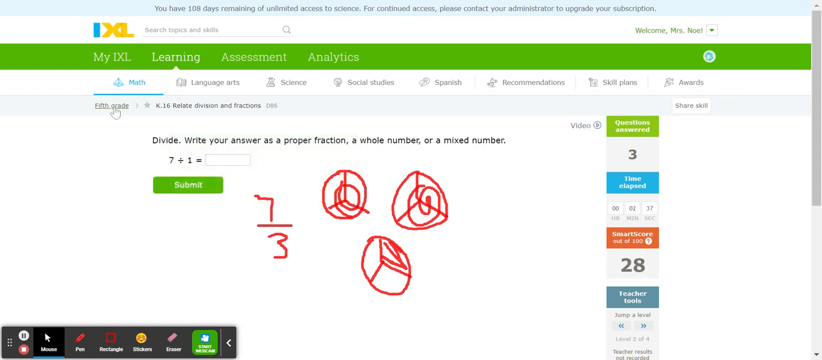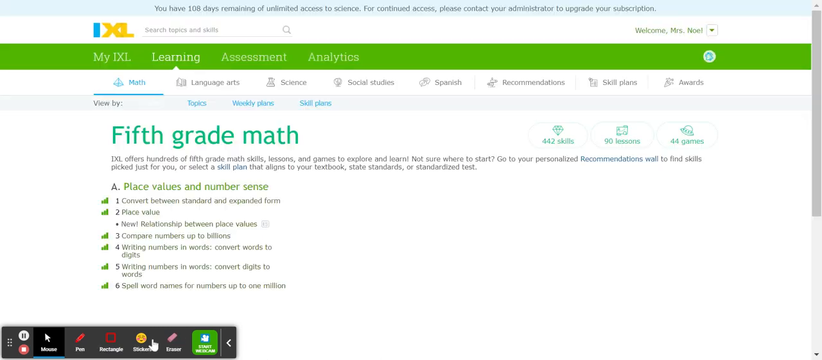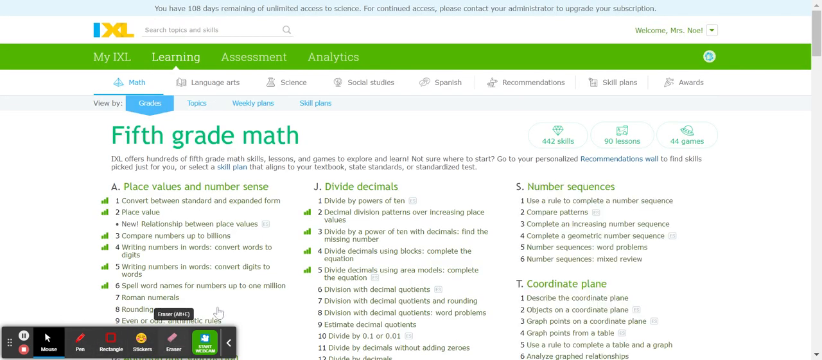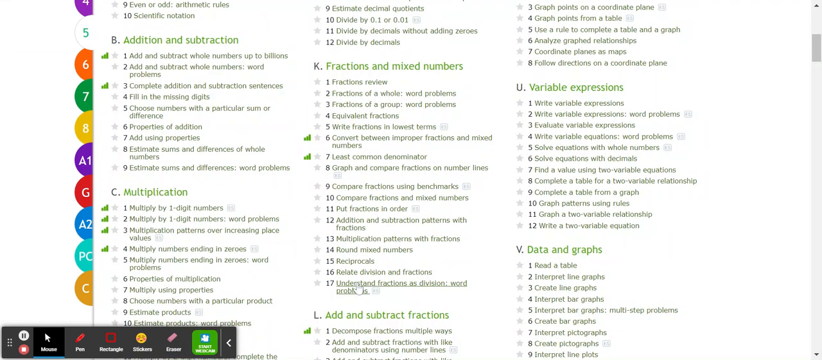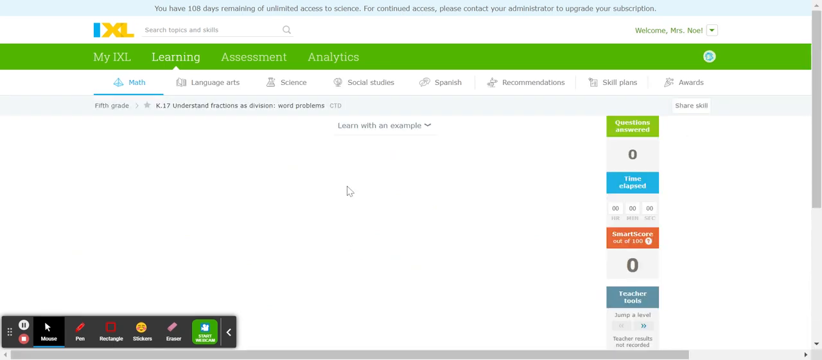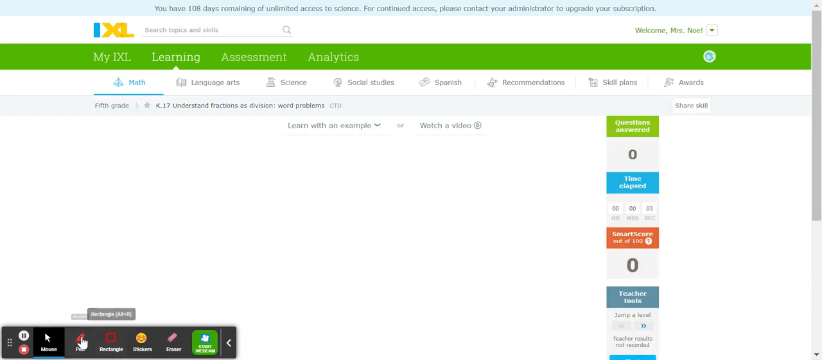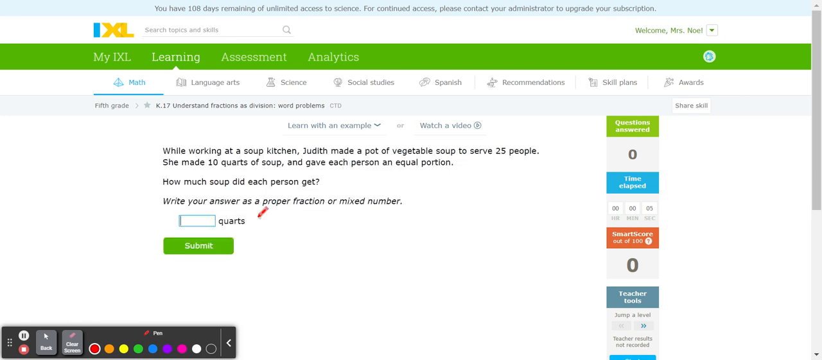All right, let's go back to case 17. Let me clear my screen. Case 17. Relate, division, and fractions. I hope that opened up case 17. Yes. While working at a soup kitchen, Judith made a pot of vegetable soup to serve 25 people, sorry. She made 10 quarts of soup and gave each person an equal portion. How much soup did each person get?